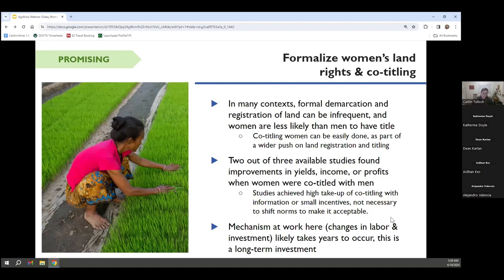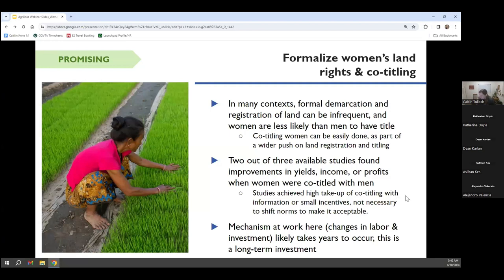We found three studies on this topic. And two of those three available studies found improvements in yields, income, or profits when women were co-titled with men. One really interesting thing from these studies that jumped out to me is that in practice, they achieved high take-up of co-titling with pretty basic provision of information or very small incentives. It wasn't necessary to do a massive norms shift campaign in order to achieve high take-up of co-titling with women. It doesn't appear that deeply entrenched norms were the barrier to making that happen if you simply go out and do a registration and a co-titling campaign. So that's, I think, a promising finding.